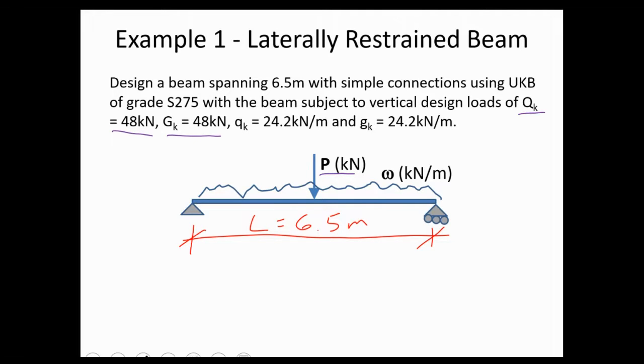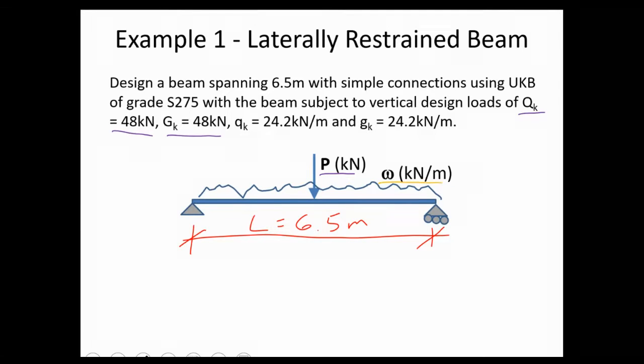That point load could be, as I said, a column that's sitting on the middle of the beam, and that's carrying another floor above it. That other floor above it can have people, equipment, and so on in it. That's creating the imposed load, Q_k. And then the weight of the floor above it, the self-weight of the column and so on, could be creating the dead load, which is the G_k.